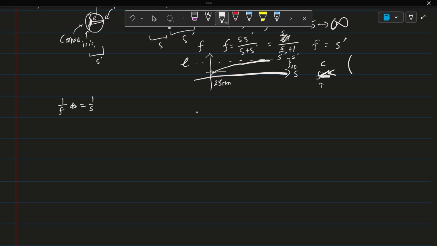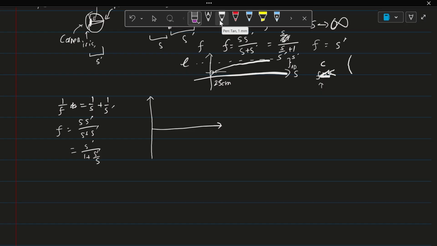1 over f equals 1 over s plus 1 over s prime. But instead, what I will do is try to make a function which is dependent on s prime. So if we draw this, something like this here, what we have is s over s prime over s plus s prime, this should equal s prime over 1 plus s prime over s.